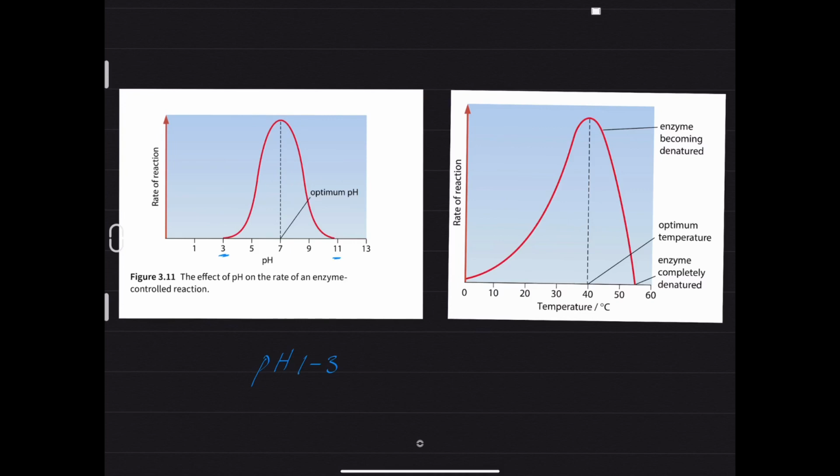And for pH 7, what enzyme would work best at or around pH 7? So could you name the enzyme here and name the enzyme there? Part of the digestive system. And could you type your answer back on Teams?